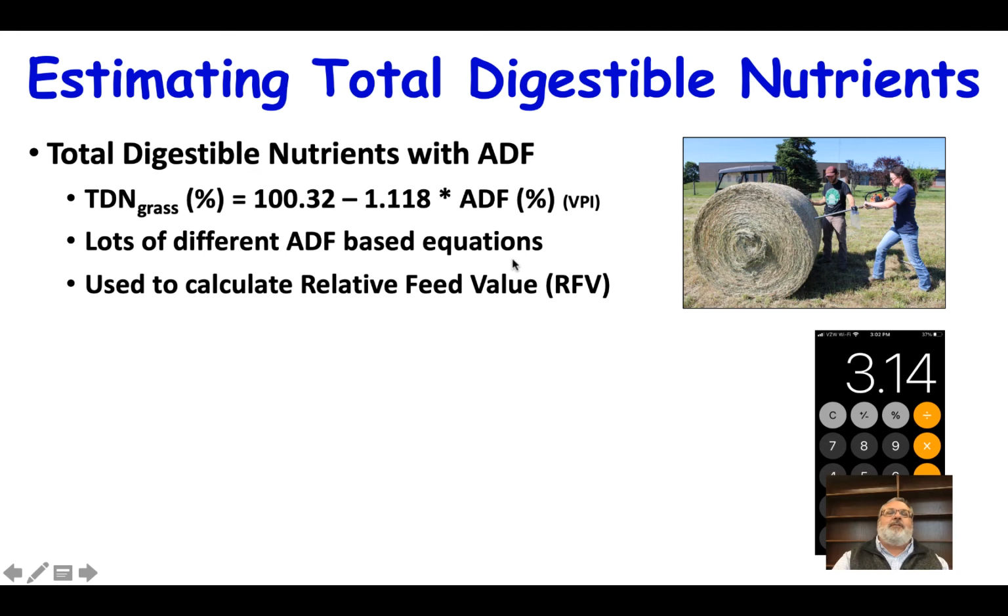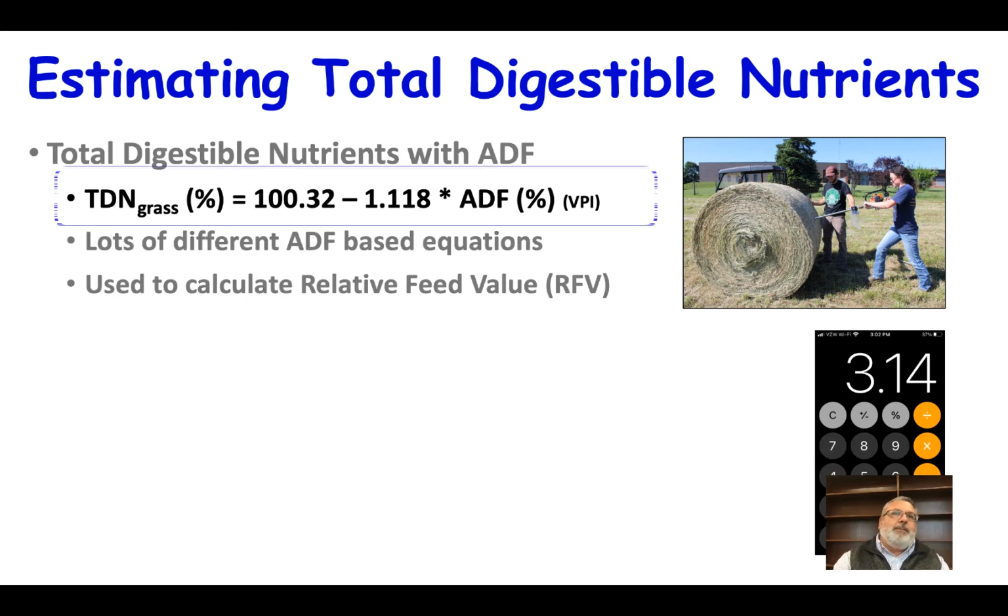There's lots of different equations that are ADF based, and there's quite a bit of range in the TDN values that they output. So we could have the same acid detergent fiber, but a fairly different total digestible nutrients based on the equation that we're using. We use the traditional parameters such as ADF to calculate what we call a relative feed value also. And we'll talk more about using relative feed value and relative forage quality in a minute.